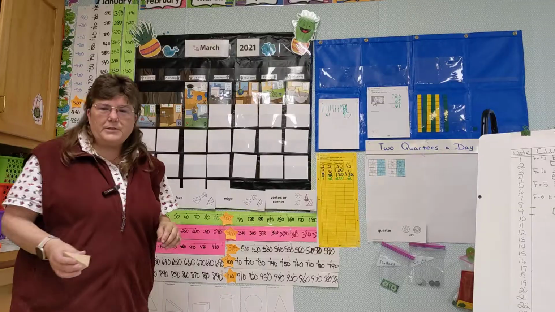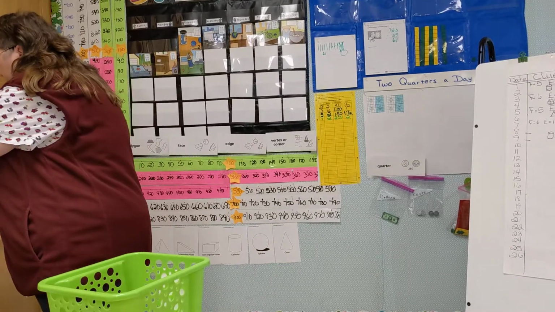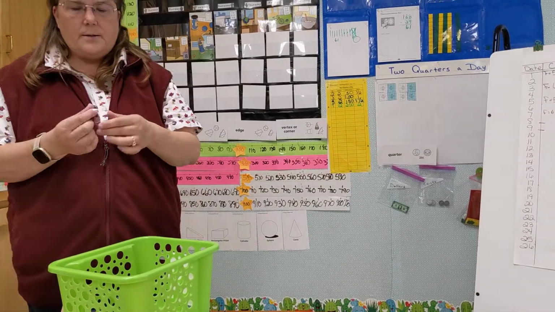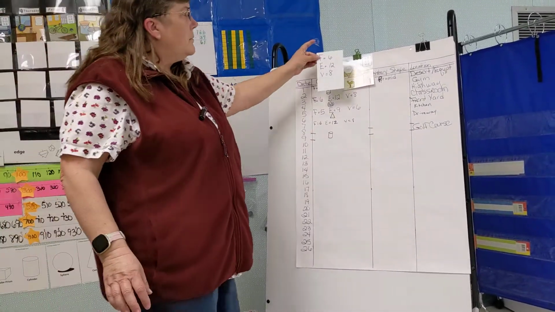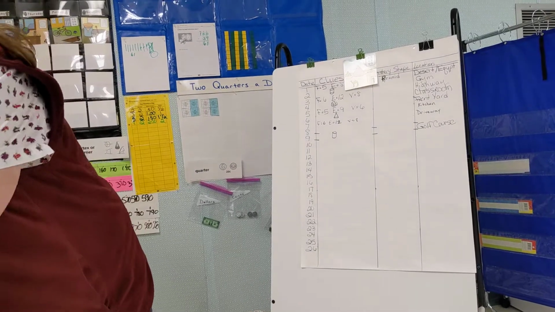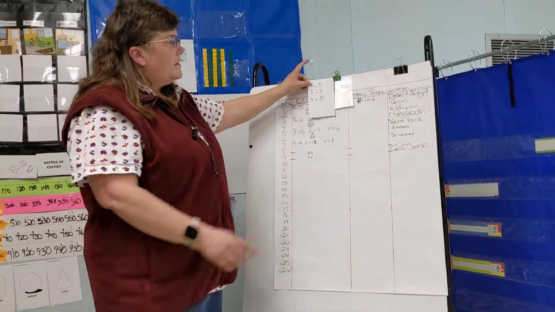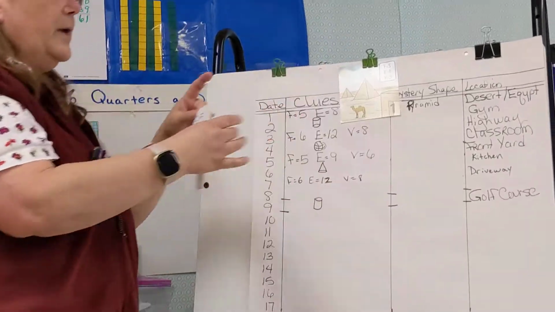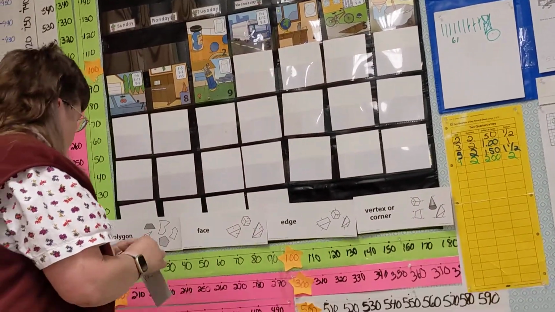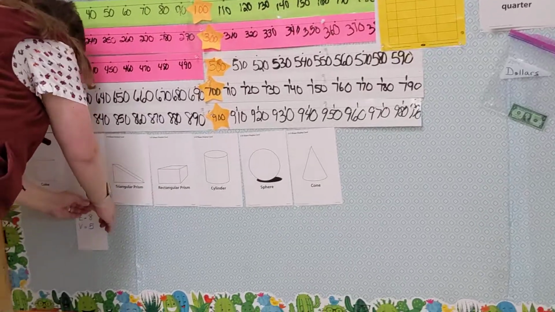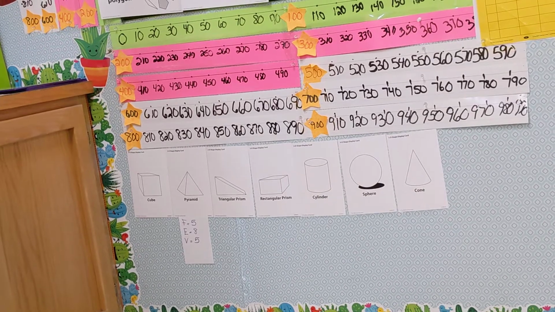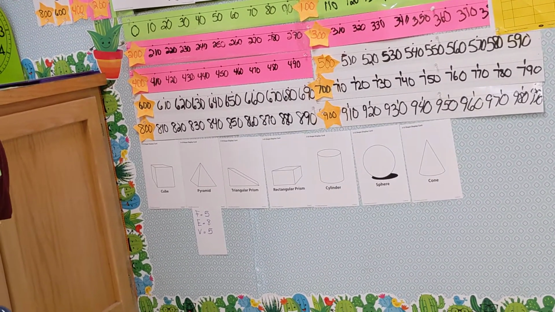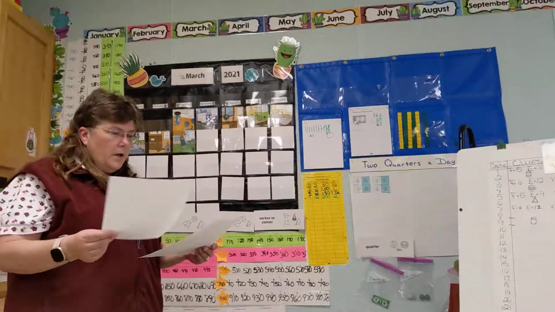Okay, so the last thing that we're doing with this is we are gluing the 5, 8, and 5. We are going to put it under its shape. So we have identified that the pyramid will always have 5 faces, 8 edges, and 5 vertices. Okay, you guys, I believe we are done.